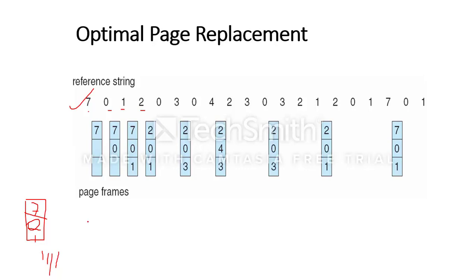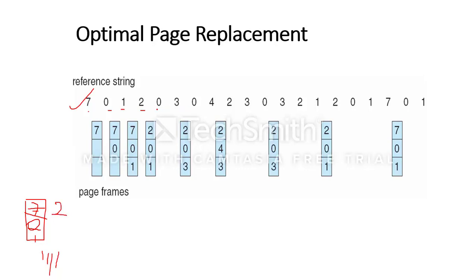The victim is among 701 that we have here, whichever is going to be offline for most of the time. You discover that 0 is going to be online soon. Then 1 is going to be online soon as well. So 7 is going to be offline. So this is our victim. You replace it with your 2. So your frames are now 201.